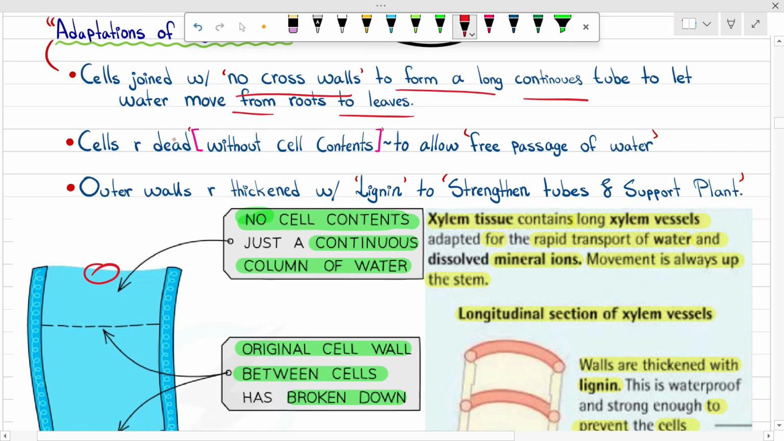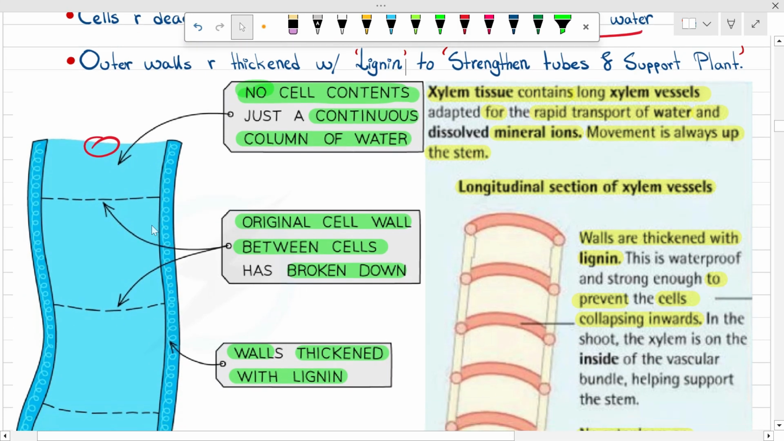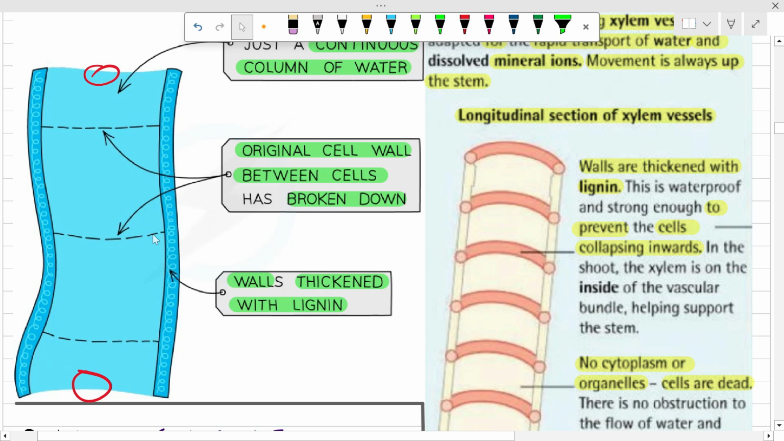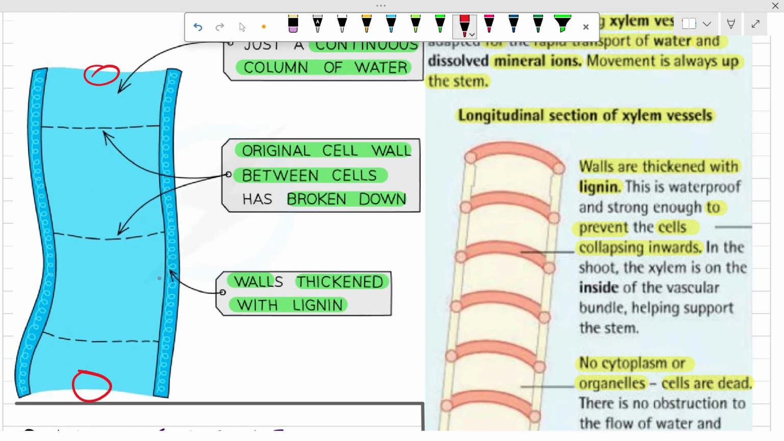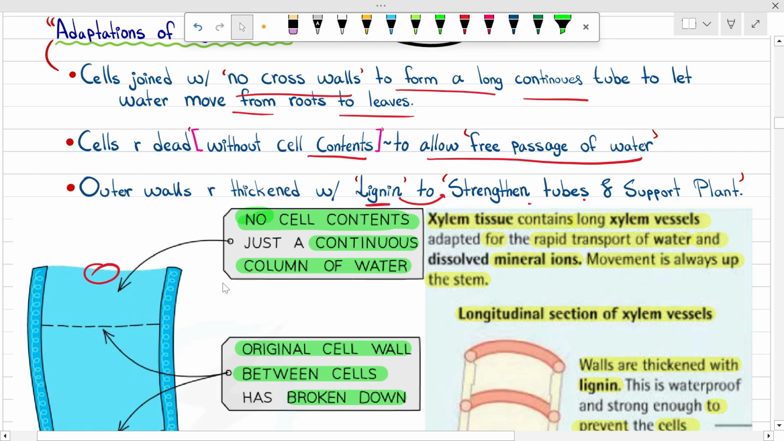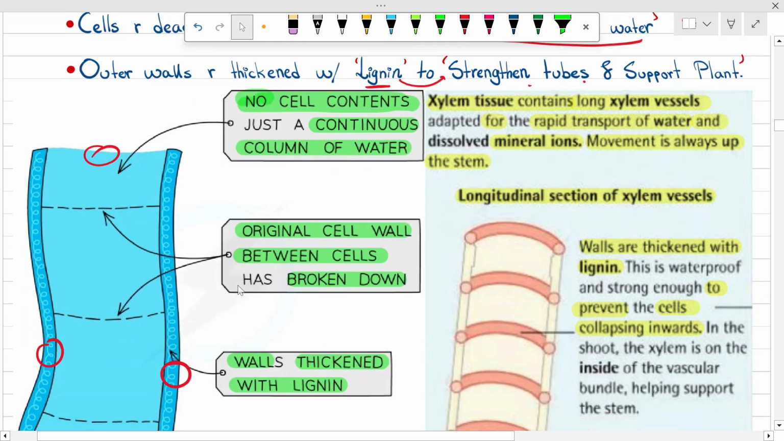The cells are dead. They don't have any cell contents inside. This allows free passage of water. So if you have a look inside the cell, you will not find any mitochondria, nucleus, ribosomes, etc. This is to allow free passage of water. The outer walls are thickened with lignin. Lignin is a structure that strengthens the tubes and supports the plant. This structure outside, this is lignin. It's holding the xylem vessel together, and it provides strength and support to the plant.